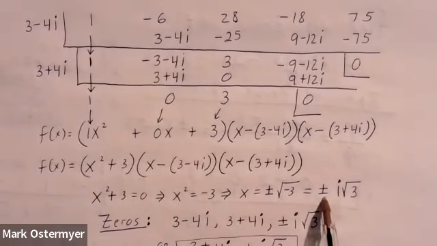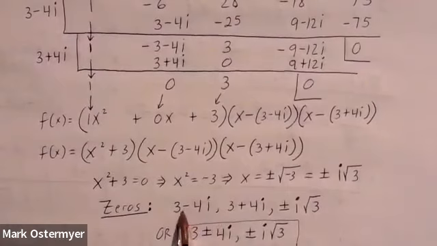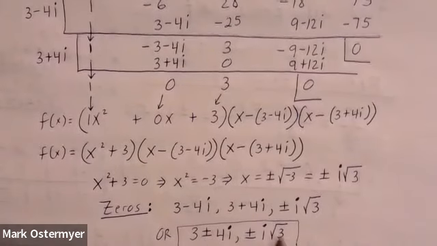And I get my other two zeros as positive or negative i times the square root of 3. I have found all my zeros. All my zeros would be 3 plus or minus 4i and plus or minus i square root of 3. Those are all your zeros. Notice, a fourth degree polynomial, four zeros.